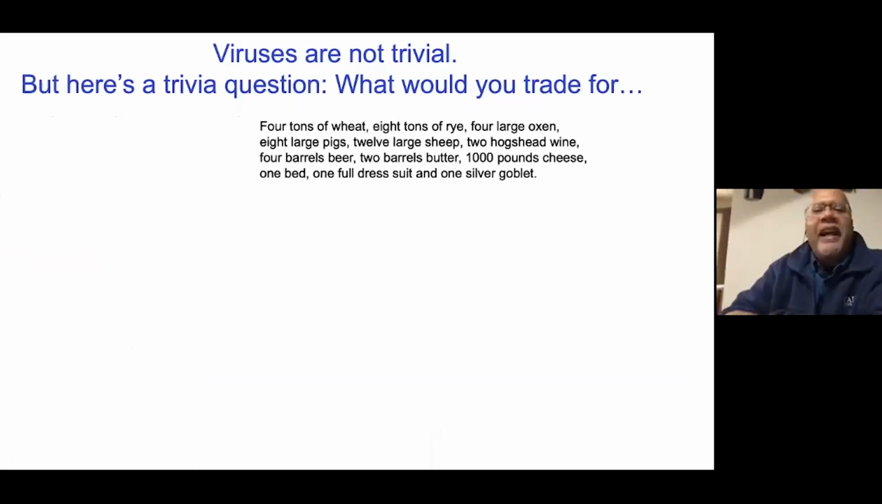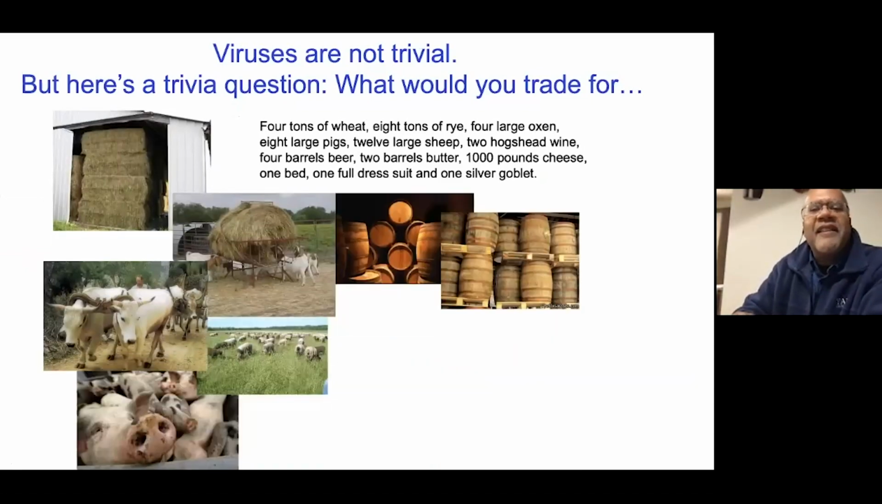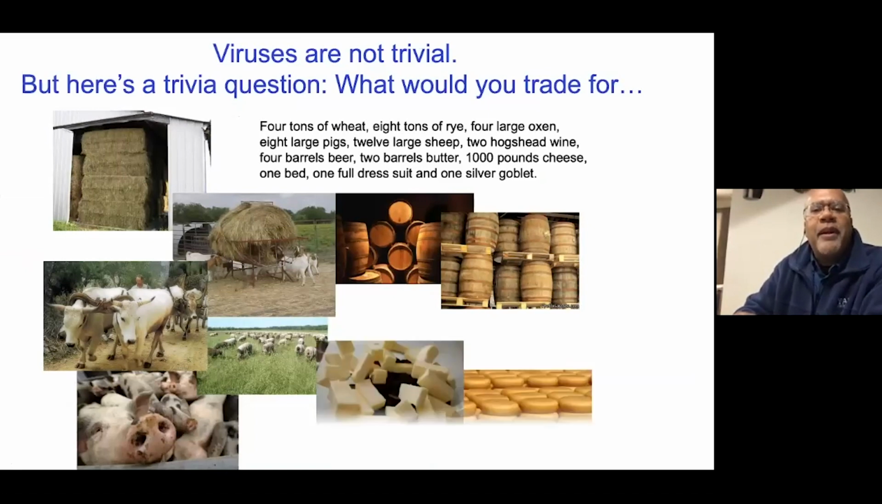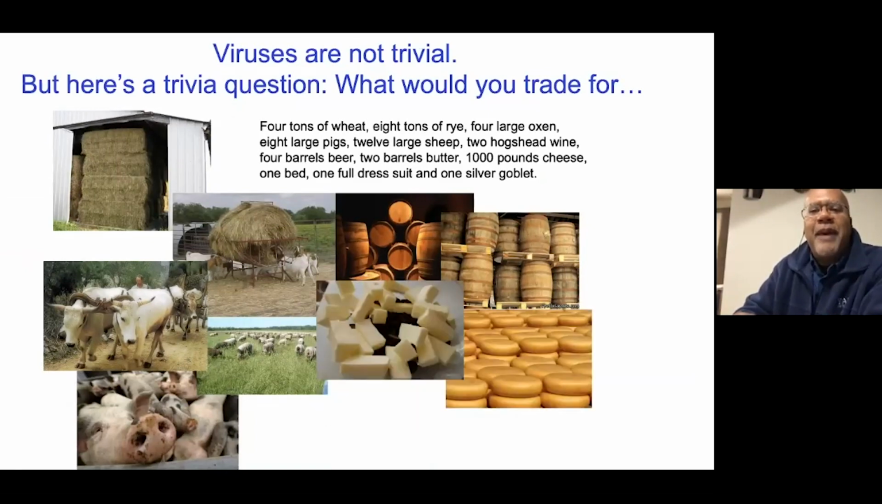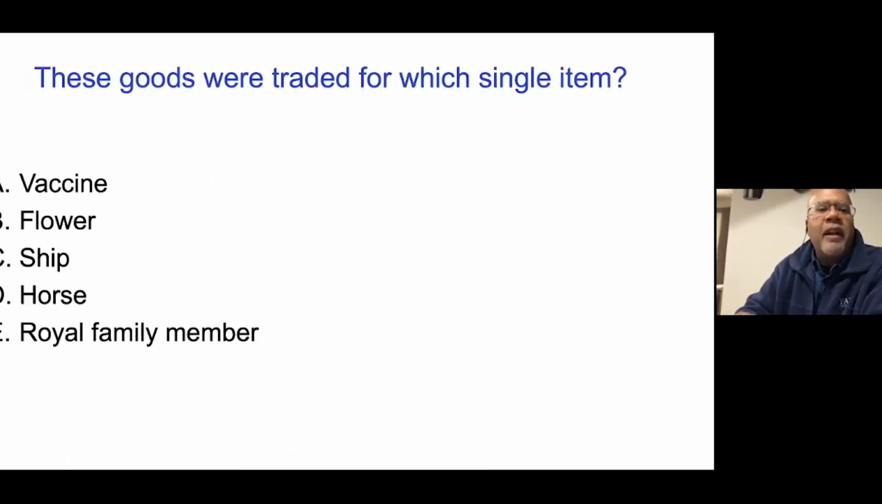What would you trade for 4 tons of wheat, 8 tons of rye, 4 large oxen, 8 large pigs, 12 large sheep, 2 hogshead of wine, 4 barrels of beer, 2 barrels of butter, 1,000 pounds of cheese, 1 bed, 1 full dress suit, and 1 silver goblet? All of this was traded for exactly 1 item. Was it a vaccine, a flower, a ship, a horse, or a royal family member? And I can't see you all. I will give you exactly 5 seconds to think of the answers as we're running out of time.